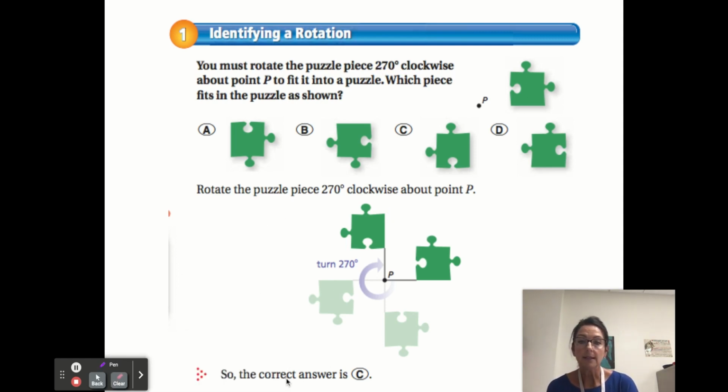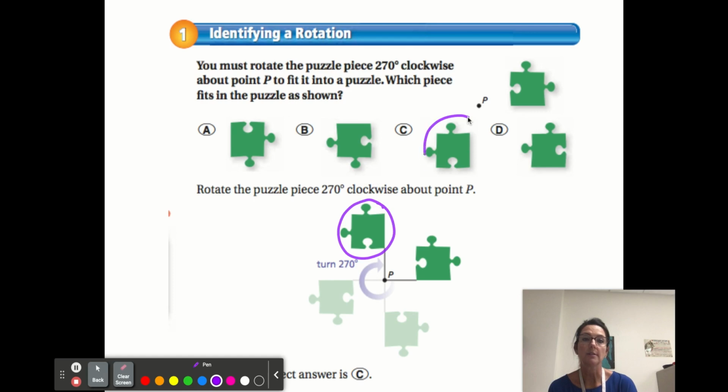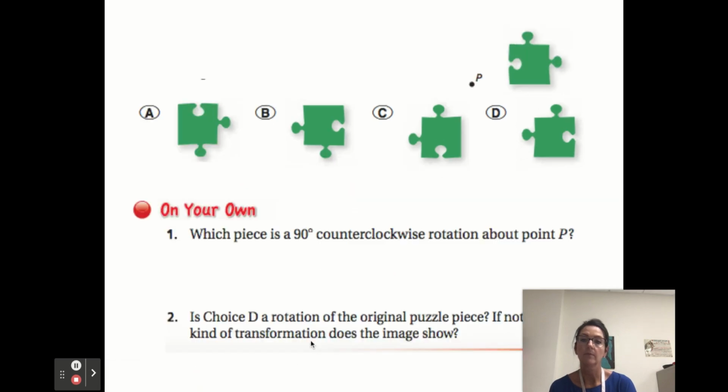So we can see that the correct answer is C, because this piece right here matches. Great. Now, which piece is 90 degrees counterclockwise in the rotation?